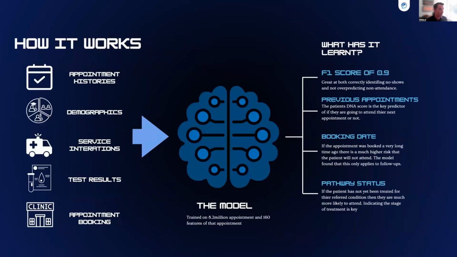And that's effectively what we've done here. So we've given 8.2 million rows of outpatients data fed into the AI model, all the appointment histories, all the demographics, any service interactions, whether that be in A&E, inpatients. We've got their test results, their blood results. We've got any discharge notes, or where they were discharged, if there was any delays due to social care. We've also got everything about the future booking in terms of when it was made, who it was made by.